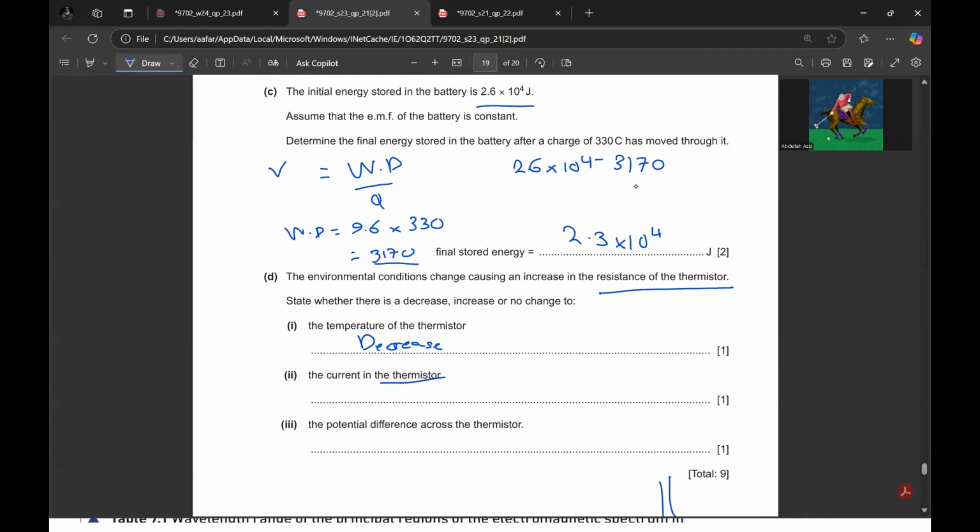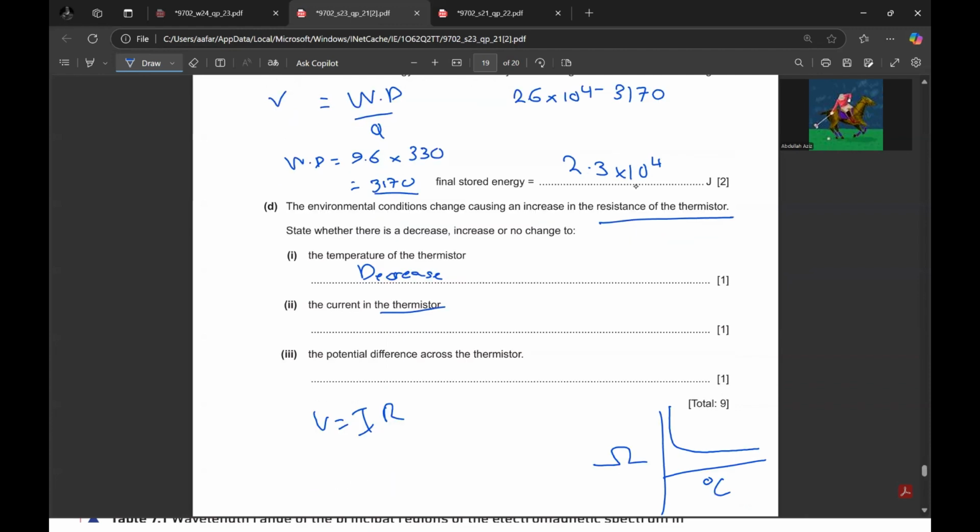Current in the thermistor. Since resistance is increasing, V is equal to IR. V is constant, so I is equal to V over R. So resistance increases, current decreases.